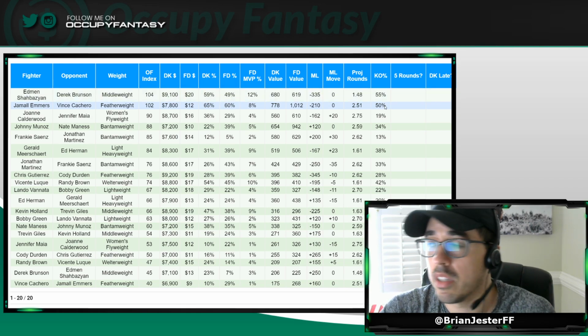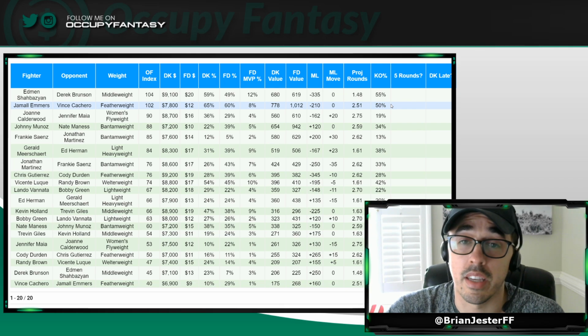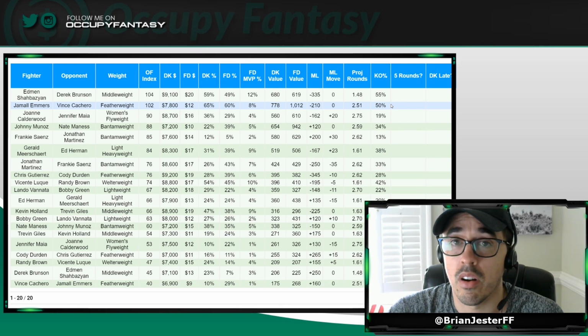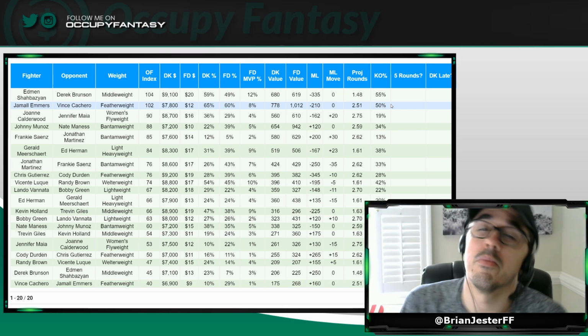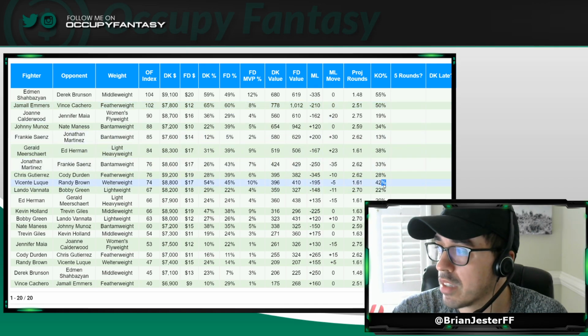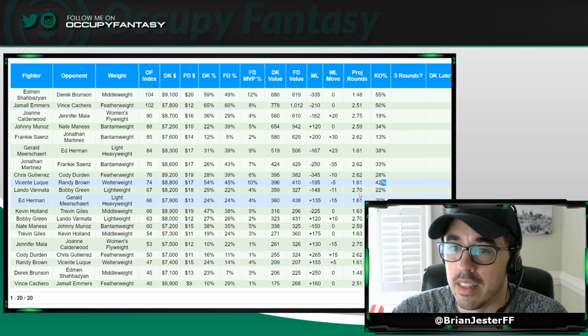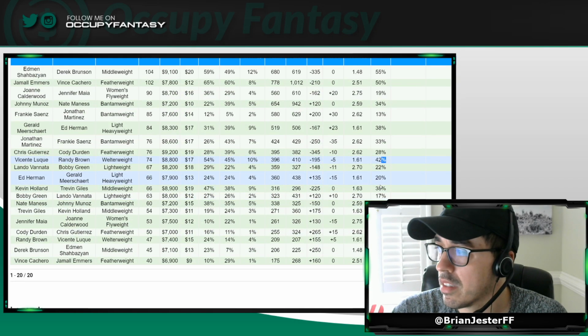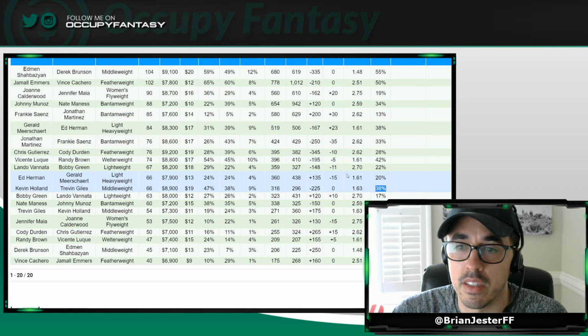But he does have a near 50% finish percent chance on this slate. So he's an under the radar, or at least lower owned than he should be, MVP option. Let's not forget Luque, who's at 42% finish percent. Let's not forget Kevin Holland, 38% chance of a finish.